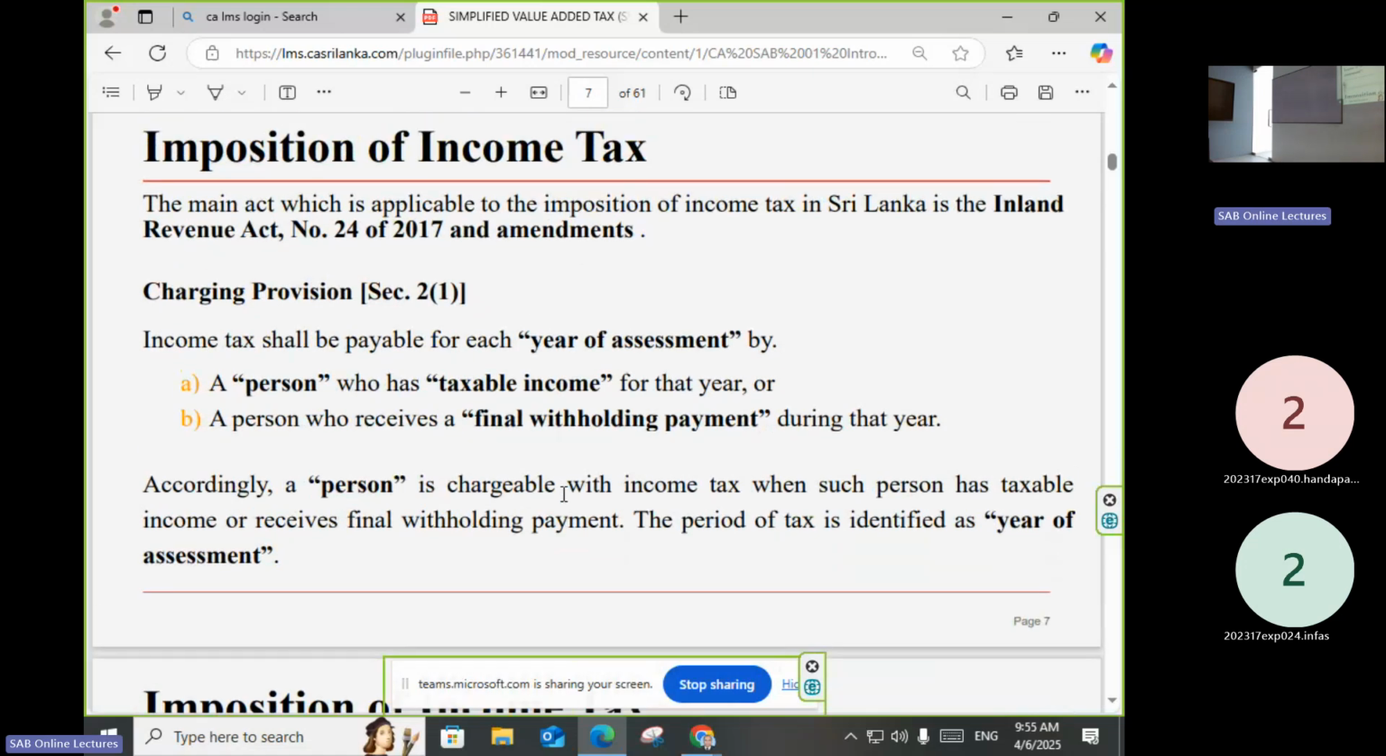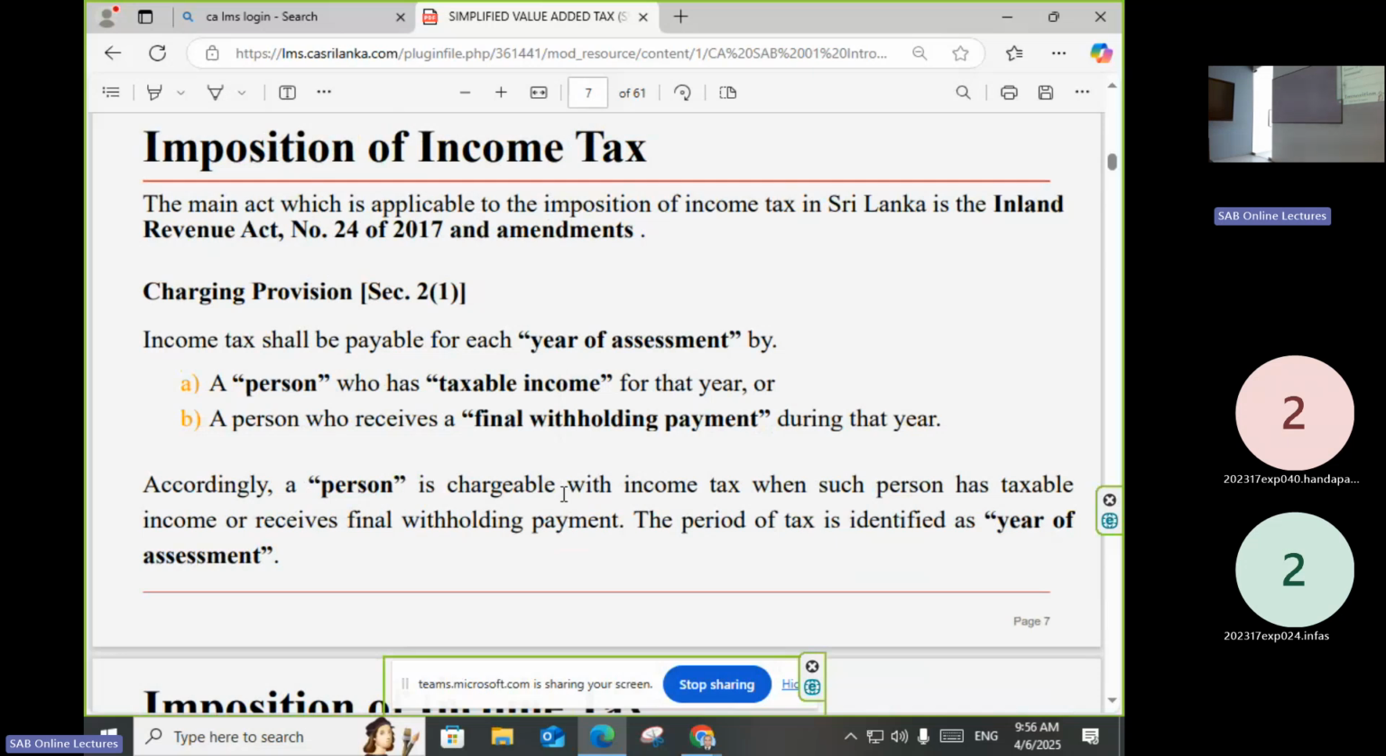Right. Then we'll move to the imposition of tax. From there, the main topic starts. Who shall be liable for Sri Lankan tax? In every tax law, section 2 is the main, important section, which shows who is liable, on what tax base, and for what period the tax is charged. So section 2 is basically the scope of the entire Act.